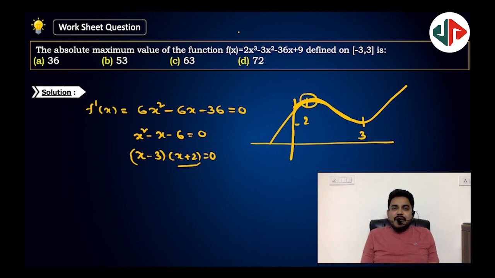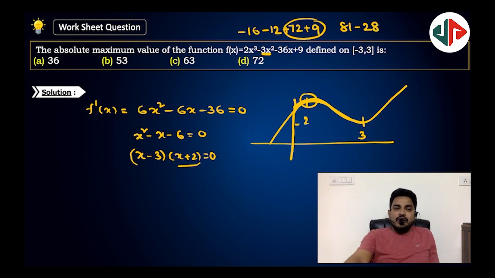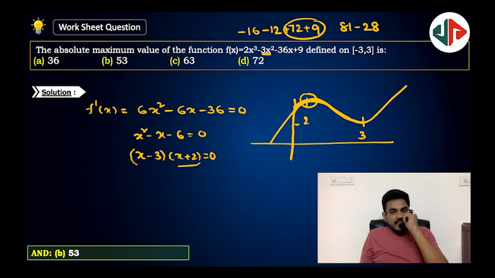So it is minus 16 and minus... what is this value? 4 3s are 12, plus 72 plus 9, which is equal to 81 minus 28, which equals 53. That is the answer. And not only this, for this model of question you can look at f of positive or negative, and accordingly the number of roots also we can discuss.